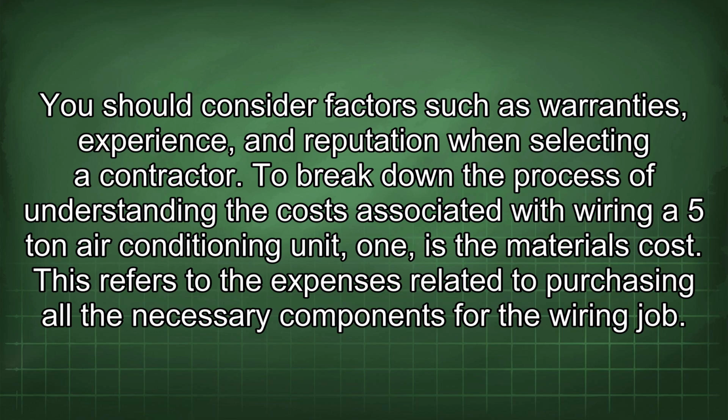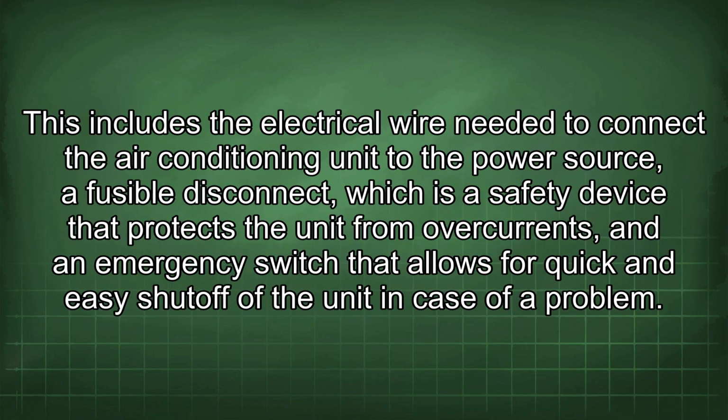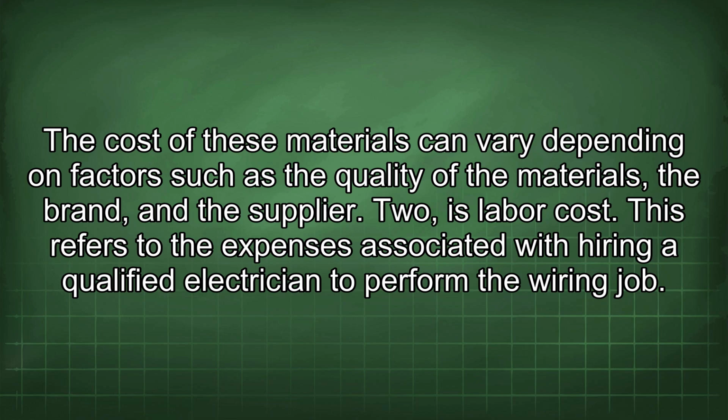To break down the process of understanding the costs associated with wiring a 5-ton air conditioning unit, 1 is the materials cost. This refers to the expenses related to purchasing all the necessary components for the wiring job. This includes the electrical wire needed to connect the air conditioning unit to the power source, a fusible disconnect, which is a safety device that protects the unit from overcurrents, and an emergency switch that allows for quick and easy shut-off of the unit in case of a problem. The cost of these materials can vary depending on factors such as the quality of the materials, the brand, and the supplier.